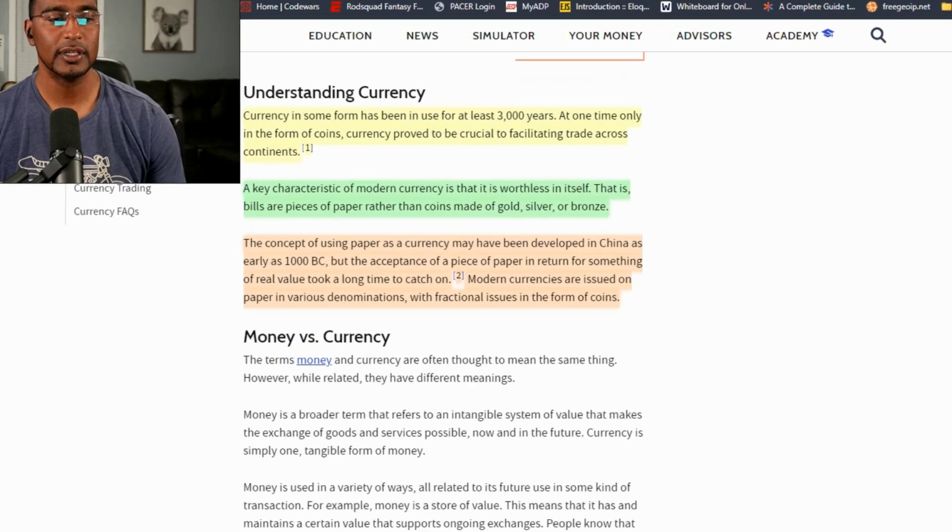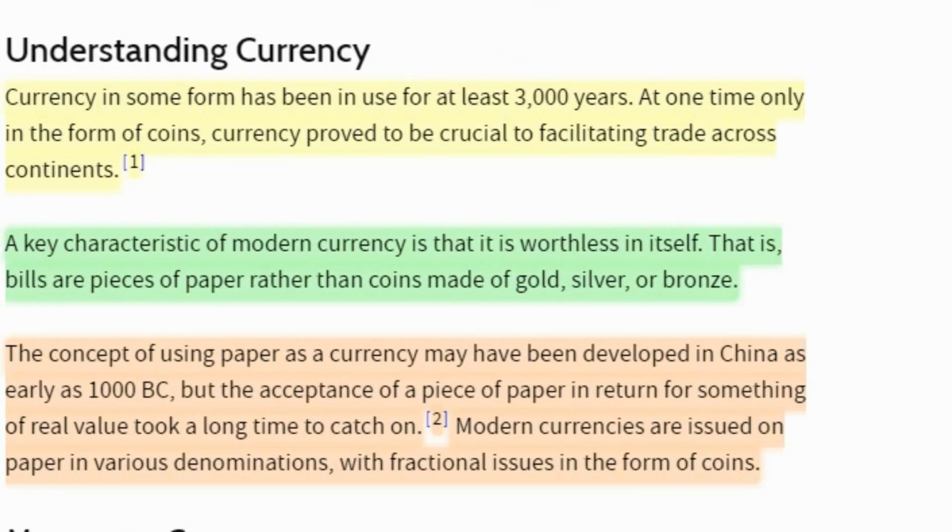Understanding currency. Currency in some form has been in use for at least 3,000 years, at one time only in the form of coins.